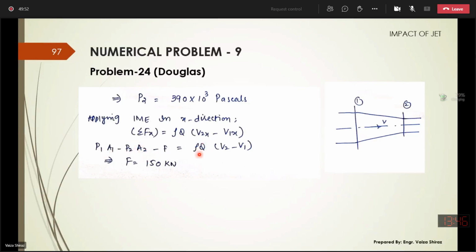The discharge is not given. V1 and V2 are not given. So these are the values. Sorry, V1 given है, V2 is not given. These are the values. पहले आप इन missing parameters को complete करें and then put the values in the equation and then you will get this f.